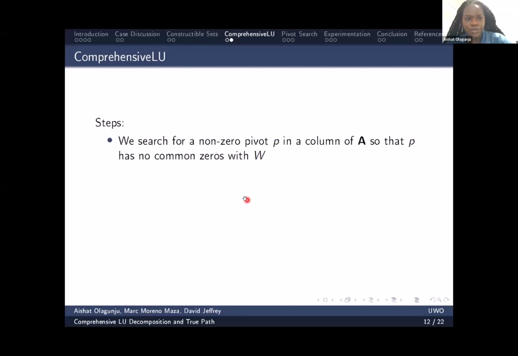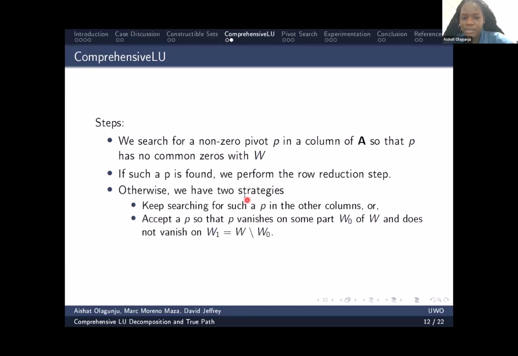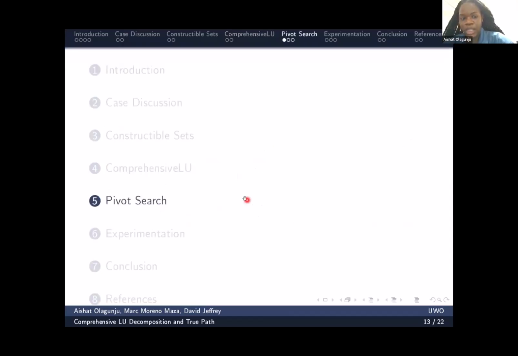So what do we do for comprehensive LU? The steps that we take. We search for a non-zero pivot P in a column of A so that P has no common zeros with the given constraints W. If such a P is found, then we perform the row reduction step. Otherwise, we have two strategies. The first would be to keep searching for such a pivot P in other columns, or you accept a P so that P vanishes on some parts of W and doesn't vanish on the others.